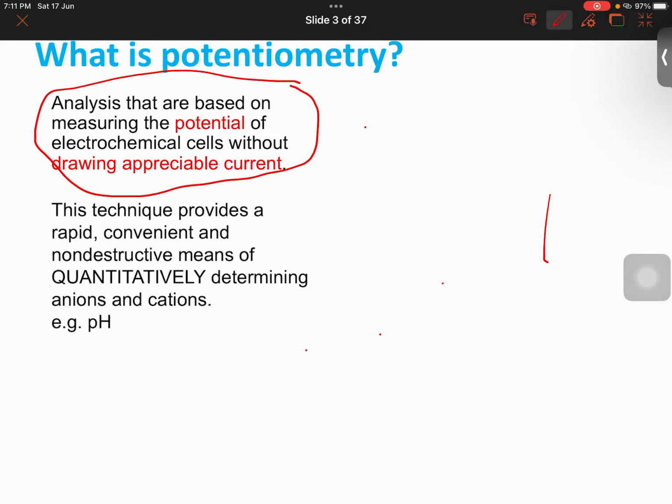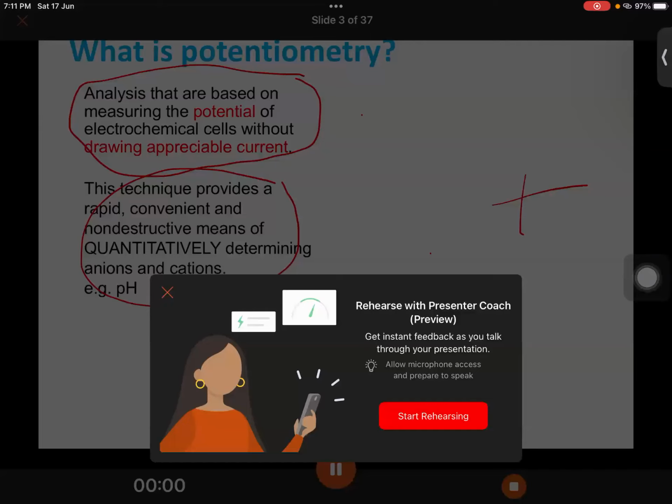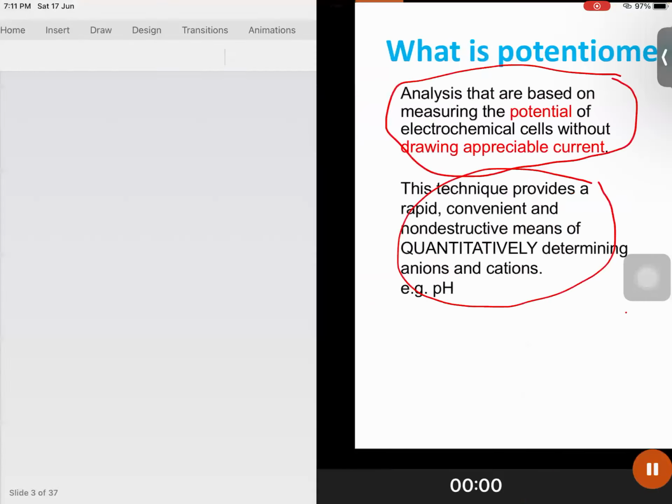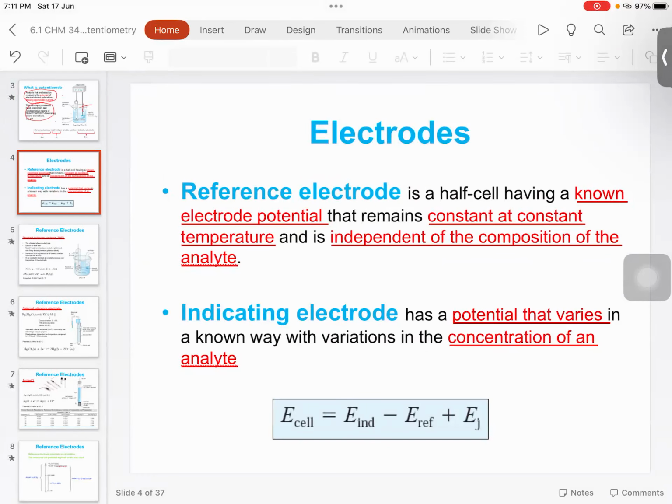So the technique can provide a rapid and convenient means of determination of anions and cations, such as pH. So in potentiometry, it requires the use of reference electrodes.